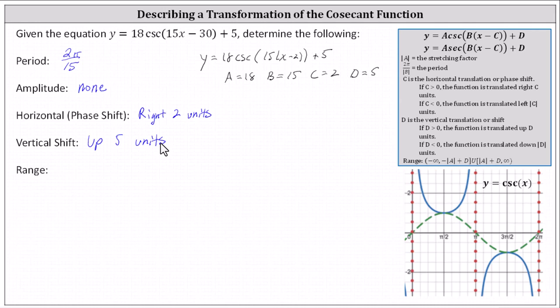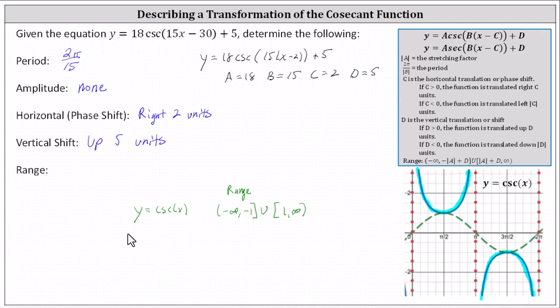And now to determine the range, which is a little bit more involved. Let's first determine the range of the basic cosecant function shown here on the right. Focusing on this piece of the graph, for the range we'd have the interval from negative infinity to negative 1, including negative 1. Union, analyzing this piece of the graph, the range also includes the interval from 1 to infinity, including 1.